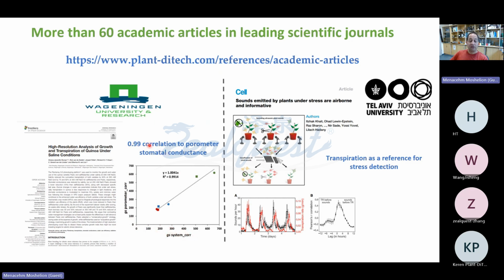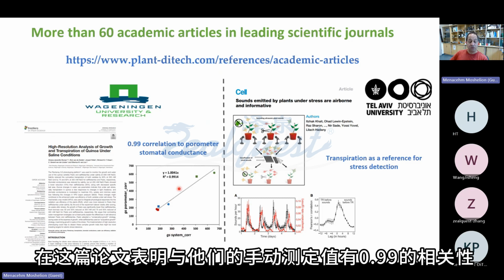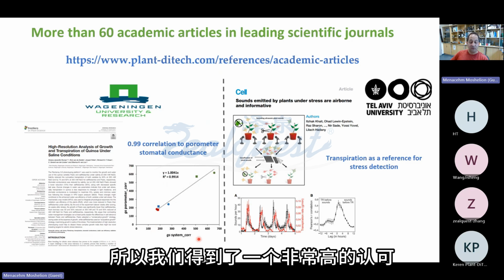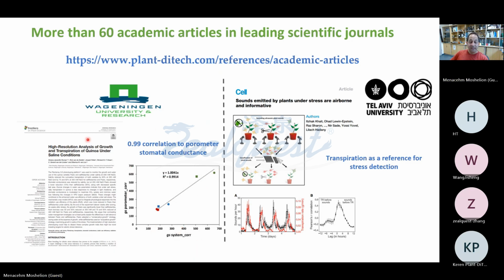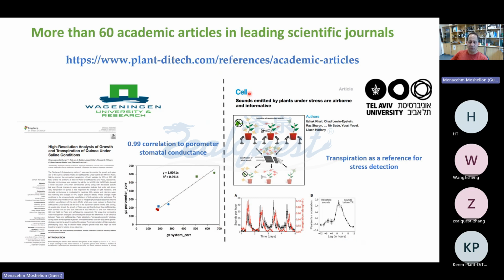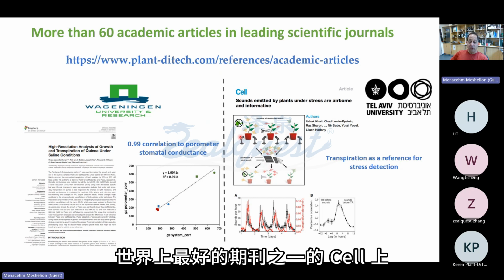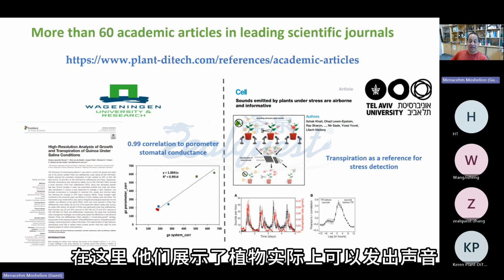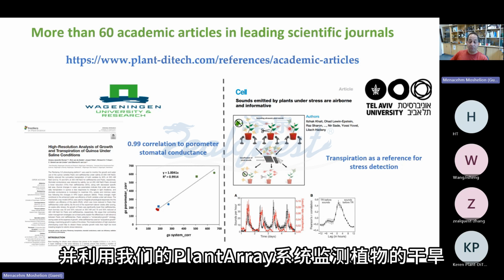They found, and this paper showed, that our system gives you 0.99 correlation to their manual measurement. So we got a very high ranking. This was published. Another interesting publication was just recently published in Cell, one of the best journals in the world. Here they show that plants can actually make sounds, and they monitored the plants' drought using our PlantArray system.